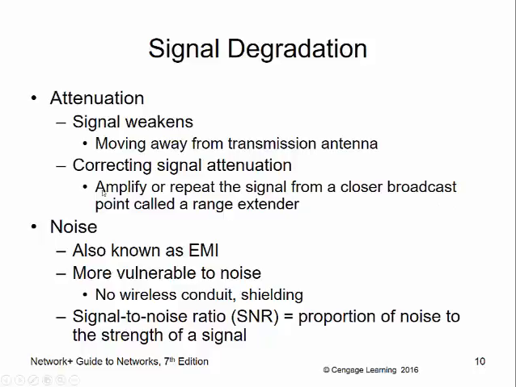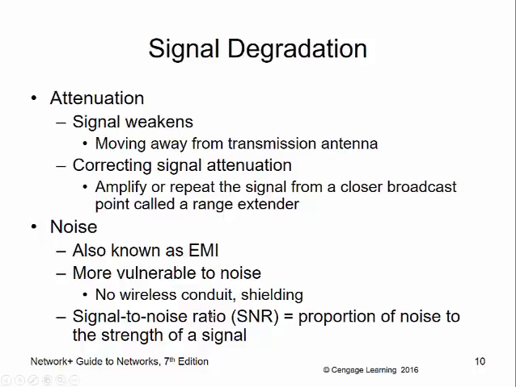We can fix this, right? We can correct signal attenuation. You've probably done it at home. It's called putting a range extender in. In my house, I have 3 of them. One wireless antenna, one wireless access point, and 3 little extenders that extend into parts of my house that the original signal doesn't reach very well.